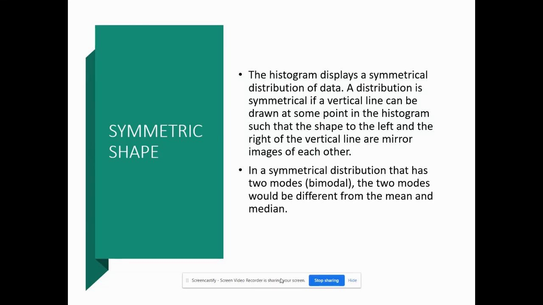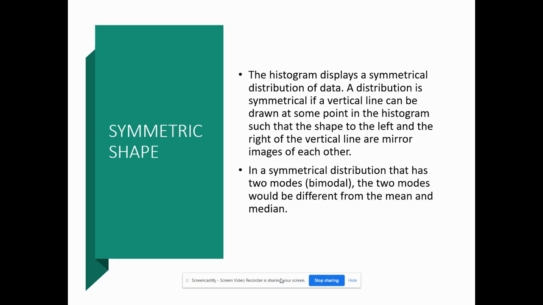So now let's talk about the shape of a data set. One thing that we can look at is something called histograms, and it's a way that we look at quantitative data that we have subdivided into groups so we can see the shape of the data set. So a histogram displays symmetric distributions of a data set.